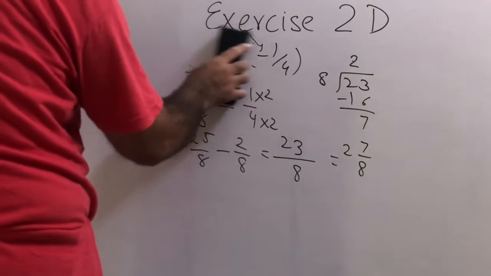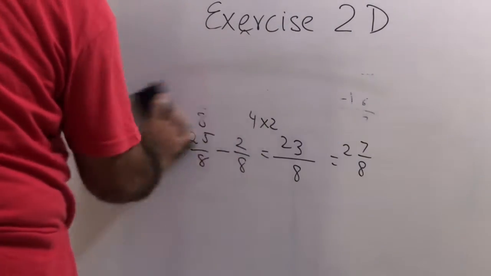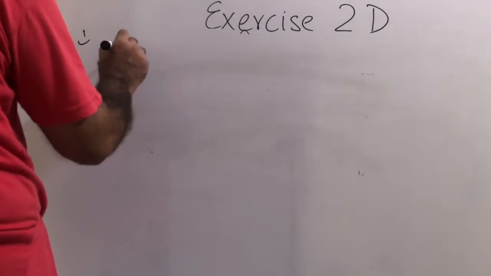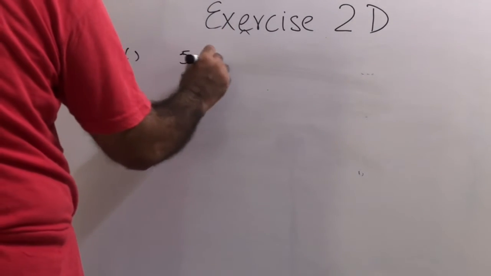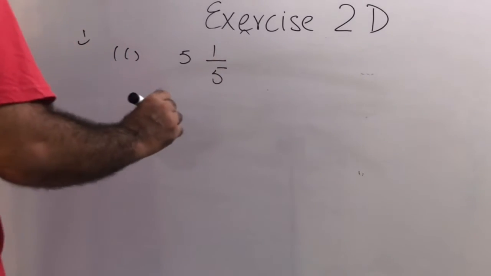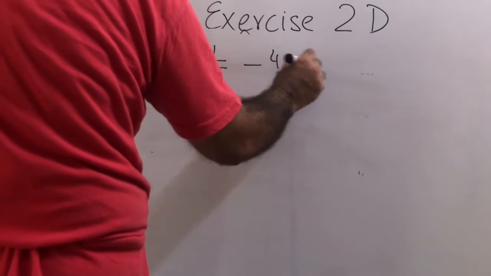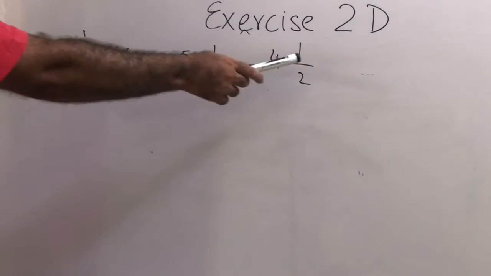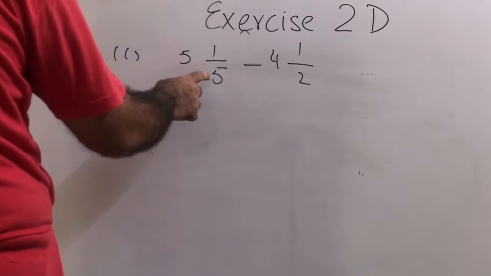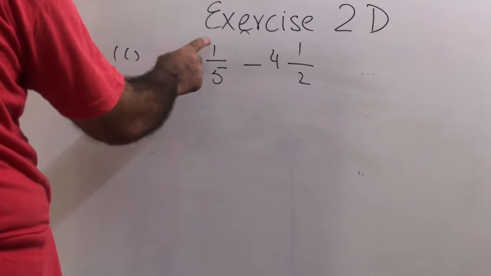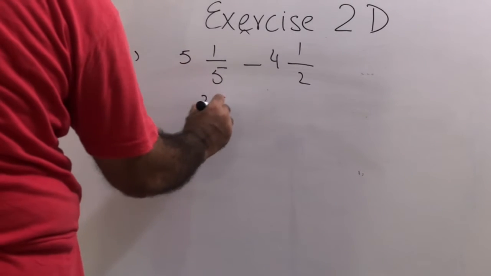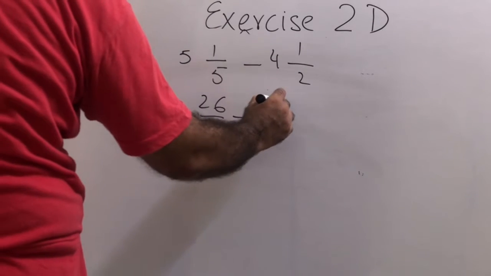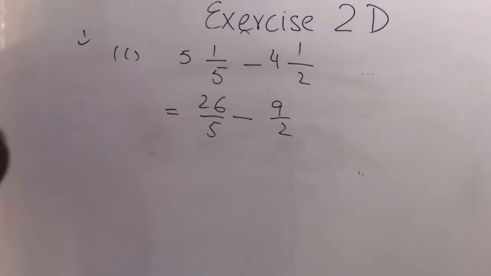It was very easy. Now we will be moving to part C. Part C is 5 whole number 1 over 5 minus 4 whole number 1 over 2. First we need to bring these two into improper fraction form. We will multiply 5 with 5. 5 5s are 25 plus 1, 26 over 5. Put an equal sign here. Then 2 4s are 8 plus 1, 9 over 2. Now we have these two fractions.